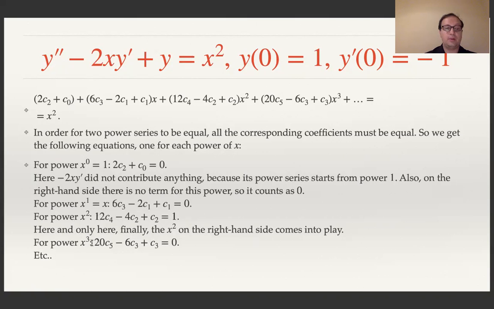And for all the powers starting from here, so for x cubed, x to the fourth, etc., we'll always have 0 on the right-hand side, because we only had one power of x on the right-hand side, namely x squared. So for example, for x cubed, the coefficient of x cubed on the left-hand side is 20c5 minus 6c3 plus c3. So that's equal to 0. And so on and so forth, the same for all higher powers of x.